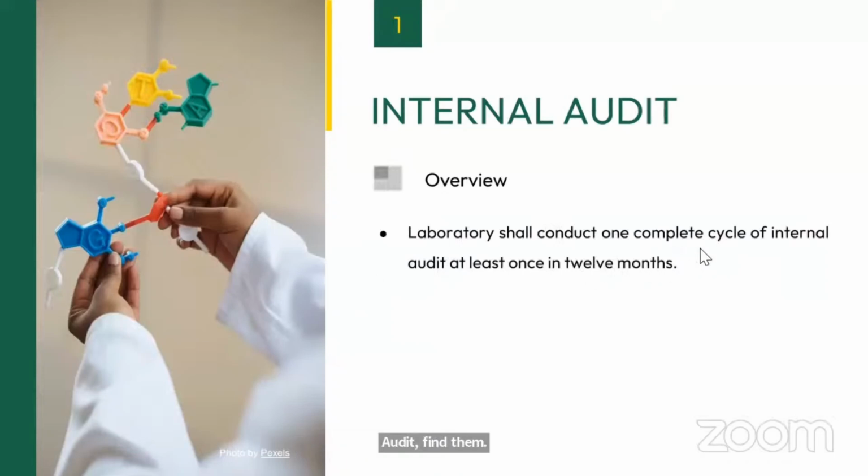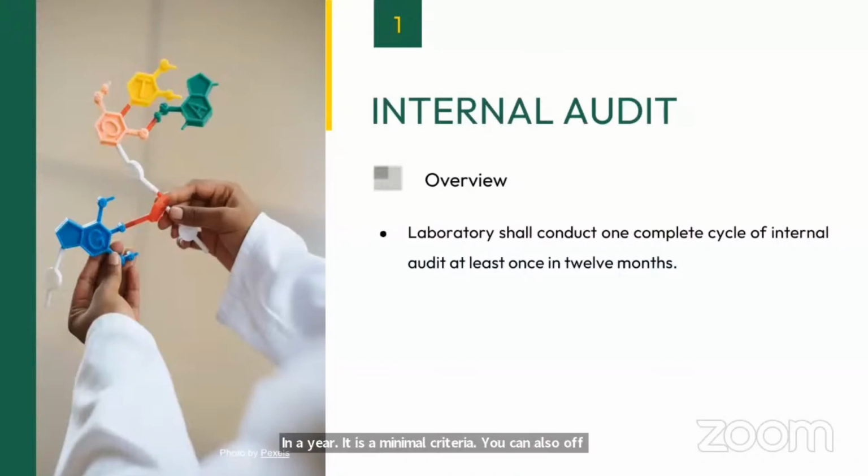Laboratory shall conduct one complete cycle of internal audit at least once in 12 months. So you should cover each and every activity of the laboratory, each and every area, each and every section, each and every strata of your laboratory at least once in 12 months. So at least one internal audit you have to conduct in a year. It is a minimal criteria. You can also opt for more than one internal audit.